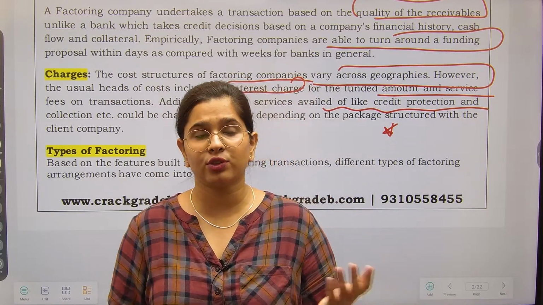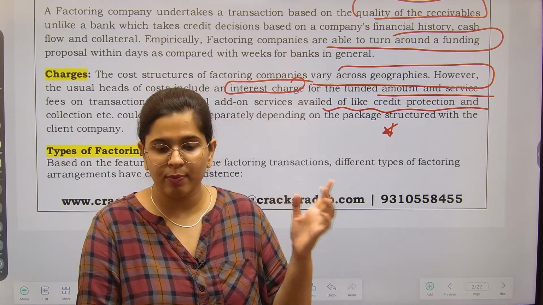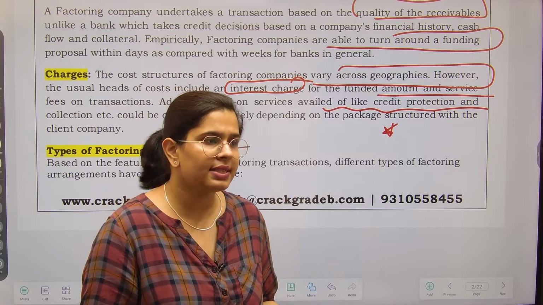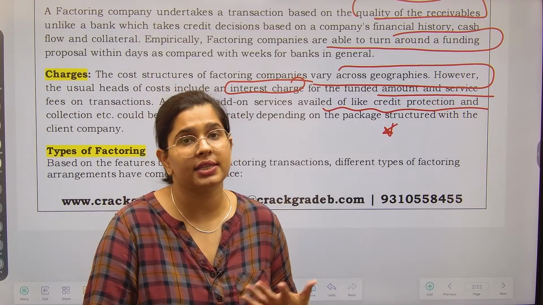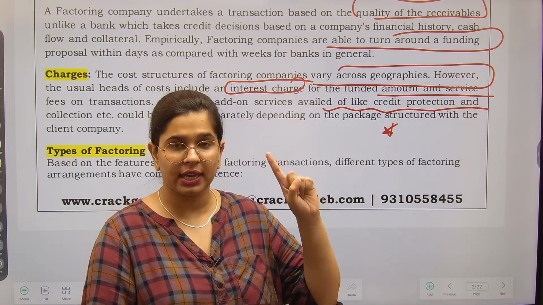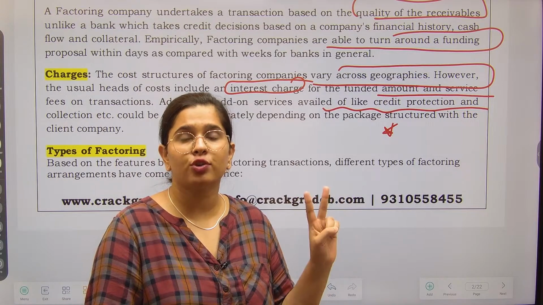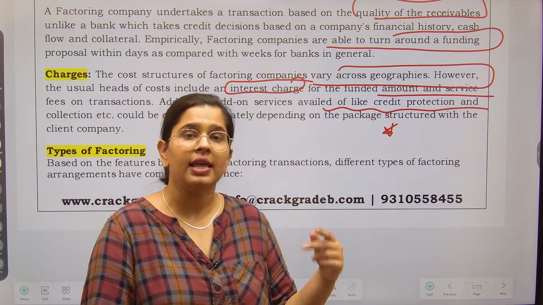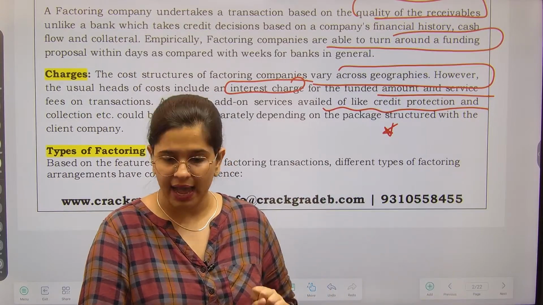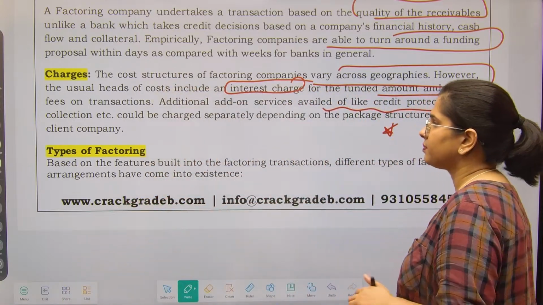Okay, one more thing that we will talk about here: some additional services can also be given. Like the seller can say to the factor, see, the risk of non-collection has to be borne by you. So the factor says yes, I will do that, but I will charge extra for it. So whatever additional services you take, if you are taking collection, then there will be charges for it. If you want that the factor should bear the risk of non-collection, then there will be charges for that as well. Okay? Now let's see the types of factoring.